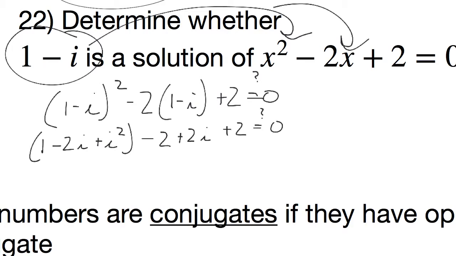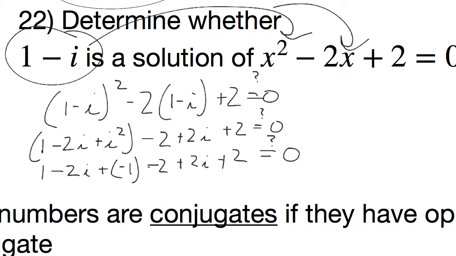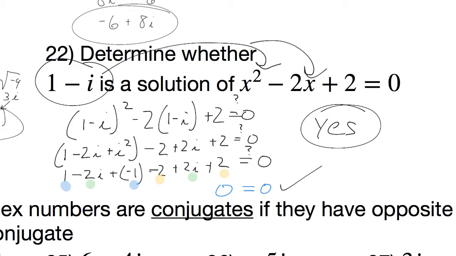And we're wondering if that's all equal to 0. Well, this becomes 1 minus 2i, and then plus i squared, which is negative 1, minus 2, plus 2i, plus 2. Is that equal to 0? Well, I do see some like terms that are going to cancel out. So, yes, 0 is in fact equal to 0. It's a yes or no question, so therefore the answer is yes.